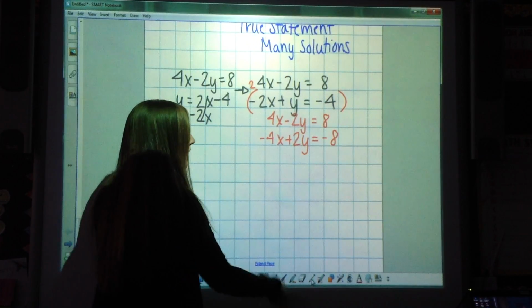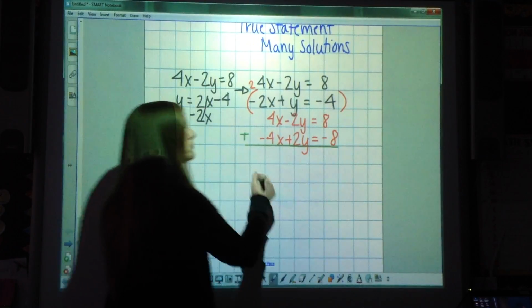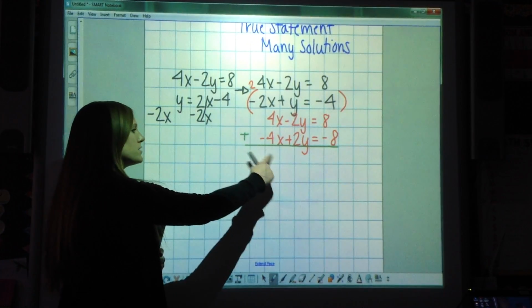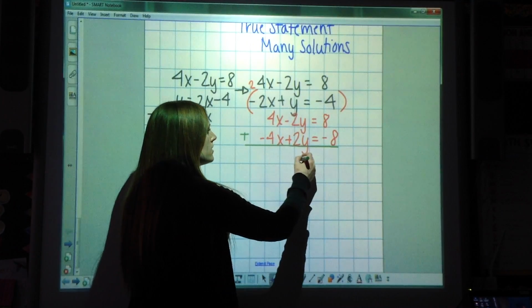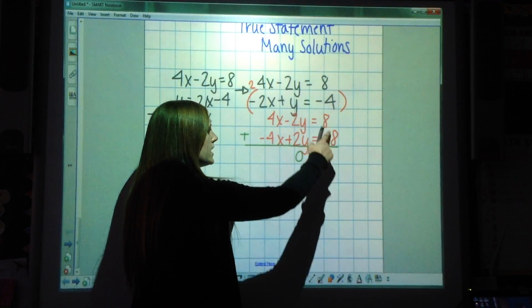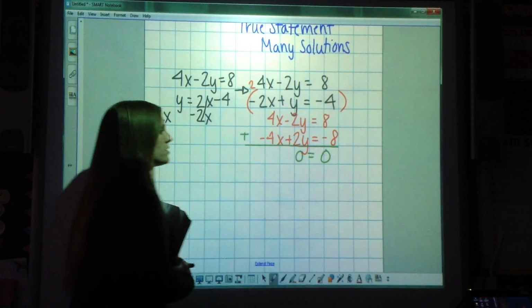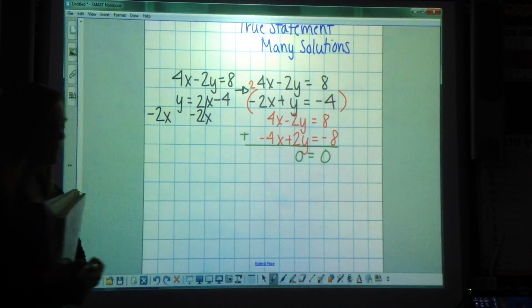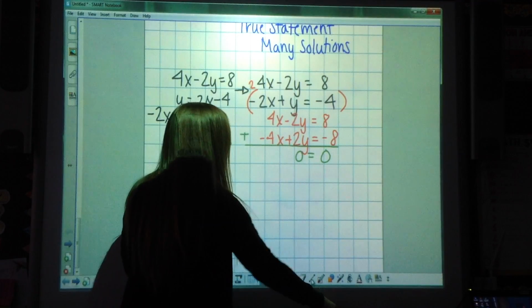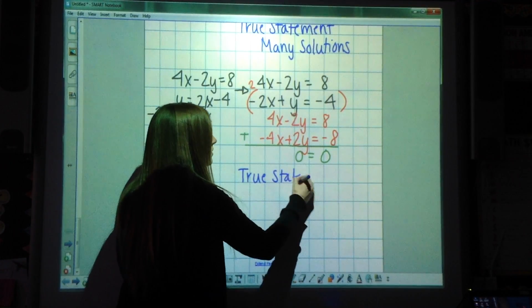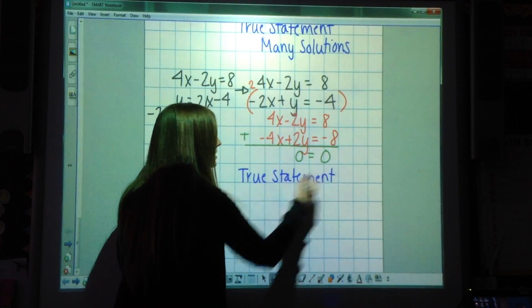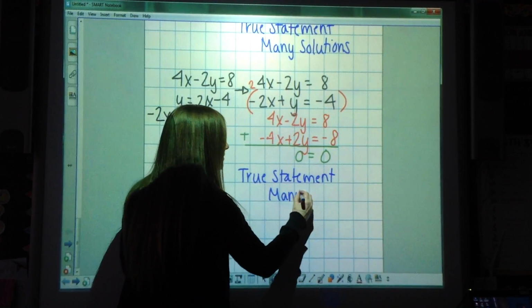Now that I have a set of opposite coefficients, I can add. 4 minus 4, well that's 0x. Negative 2 plus 2, well that's 0y. On the right side, 8 minus 8, well that's also 0. Here again, I have a true statement. Whenever you get a true statement, your answer is going to be many solutions.